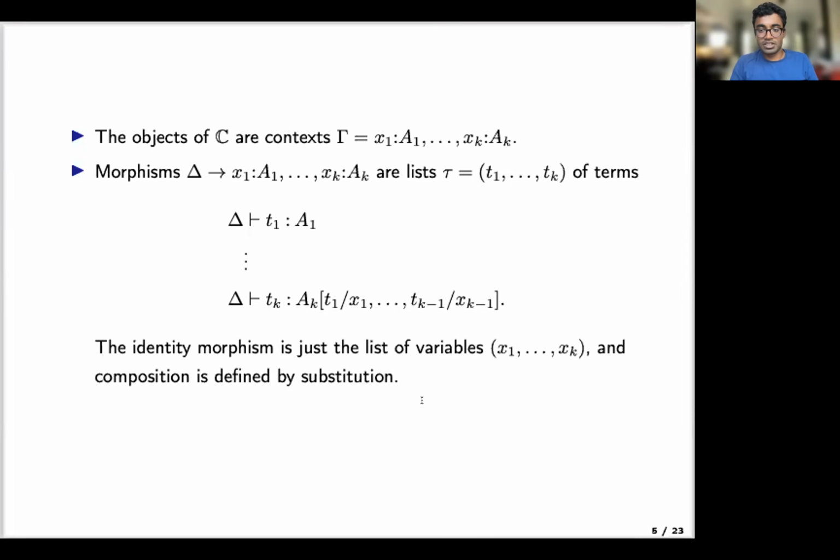So if I substitute x1 to xk in any list of terms that use the variables x1 to xk, I get back that same list of terms, and that's why it's the identity morphism. Right? And composition of substitutions is simply, and this is where I would love to have had a blackboard, simply substituting a list of terms for the variables that another list of terms uses.